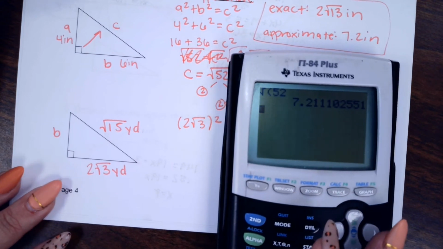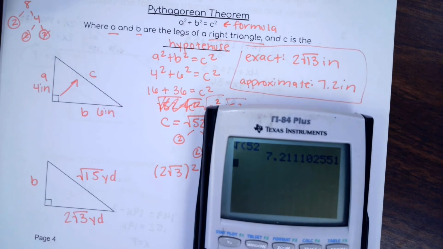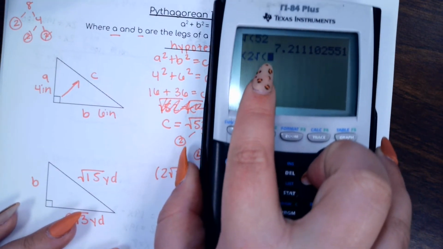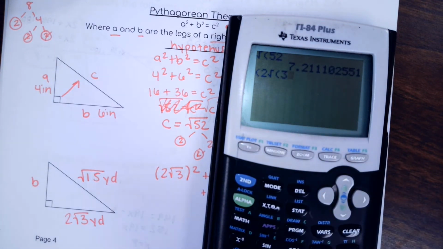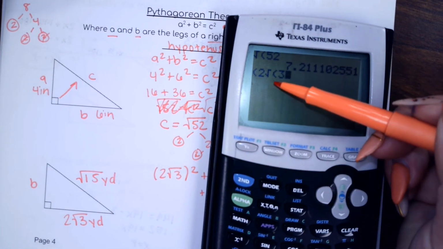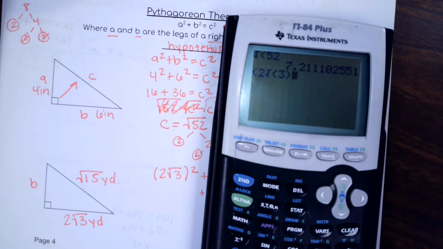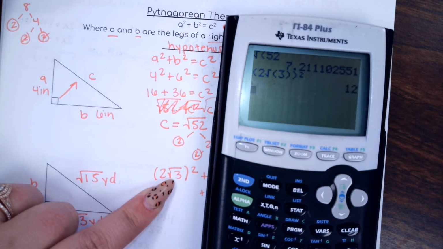So we need parenthesis, 2 times the square root. Now, if you have an older calculator like I have, you're going to get a square root and then a parenthesis. So then we put the 3 in. We need one parenthesis to close this here. And then we need another parenthesis to close this original parenthesis. Now I have all of it in parentheses. We can square it and get our answer.